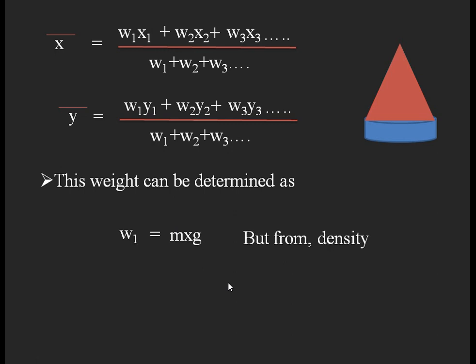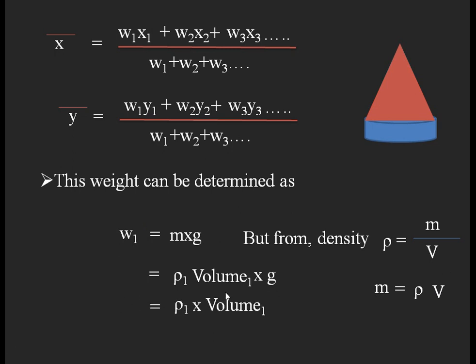How can we modify it? From density. The formula for density is rho equals m by v, that is mass by volume. So the mass can be written as density into volume. Substitute this density into volume, which is equal to mass, in the weight equation. So that is rho into volume 1 into gravitational acceleration. And here the g is common in the weight of each individual part.